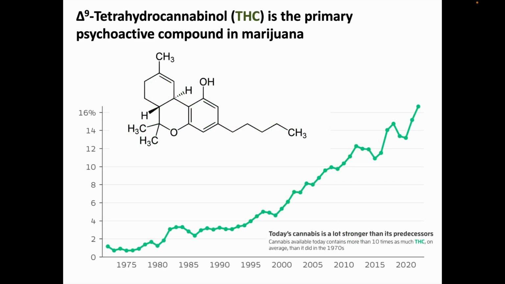The primary psychoactive compound found in marijuana is delta-9 tetrahydrocannabinol, or THC. I think it's interesting that, if you track the THC content of marijuana over the last few decades, the growers have been able to breed and select for strains that contain increasing amounts of THC, so arguably they are making a better and better product.